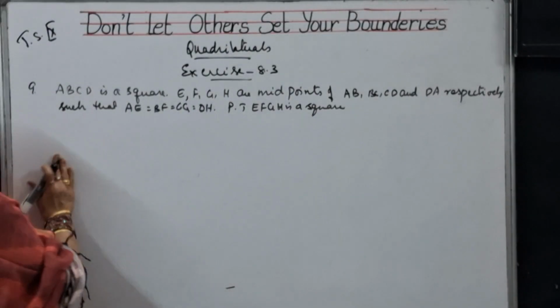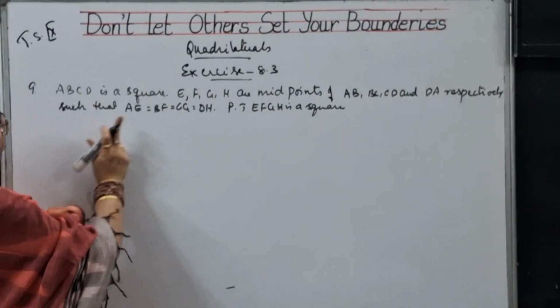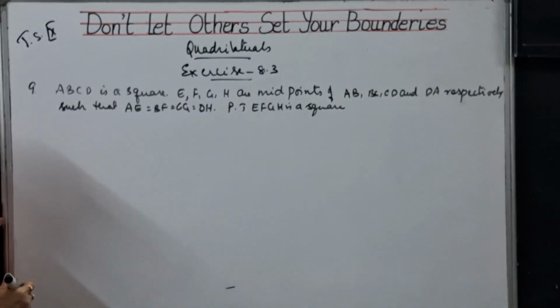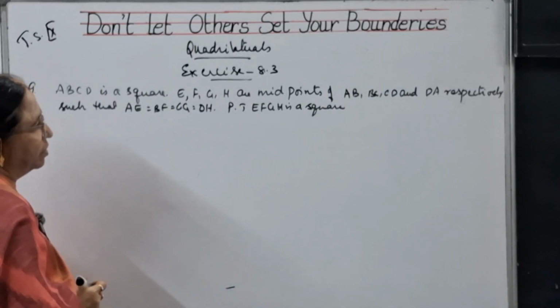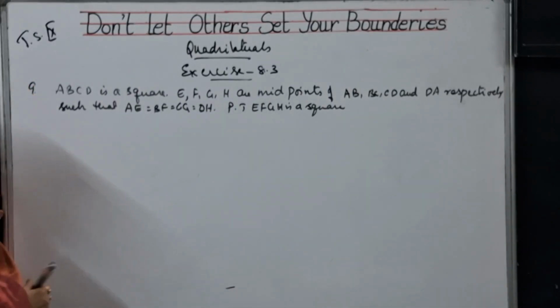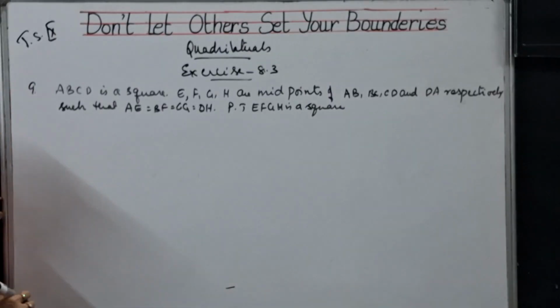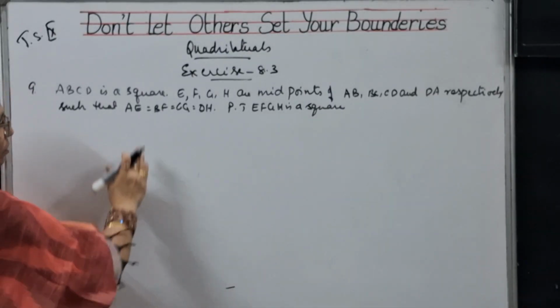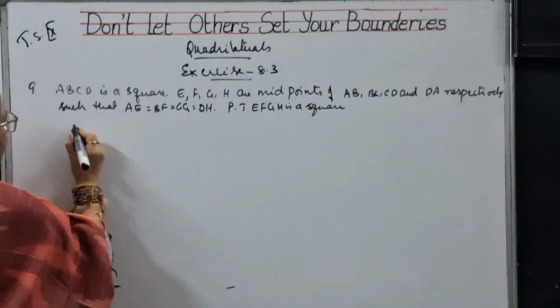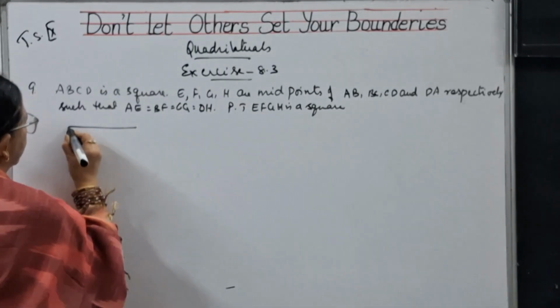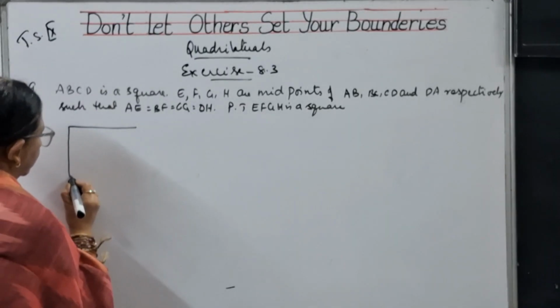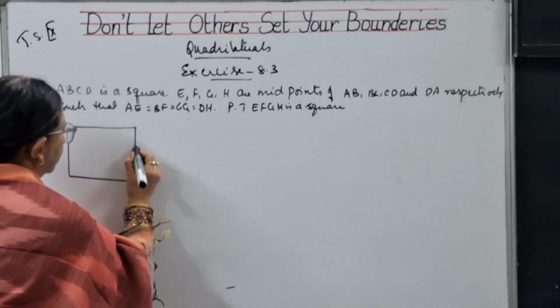Now, children, ninth problem. ABCD is a square. E, F, G, H are the midpoints of AB, BC, CD, and DA respectively, such that AE is equal to BF is equal to CG is equal to DH. Prove that EFGH is a square. So, without drawing the figure, we cannot understand. So, let us draw the figure first.